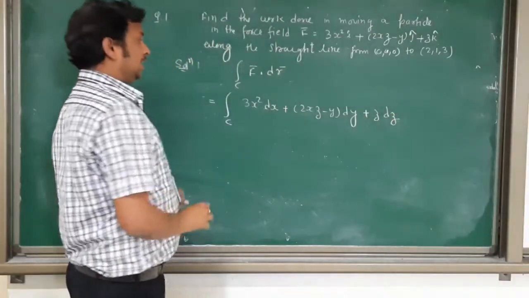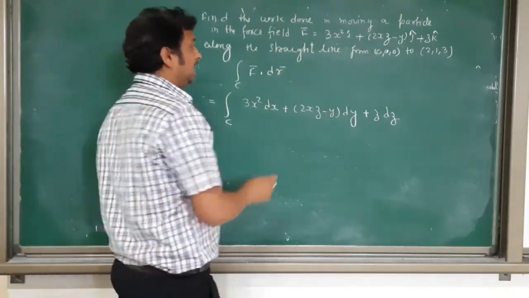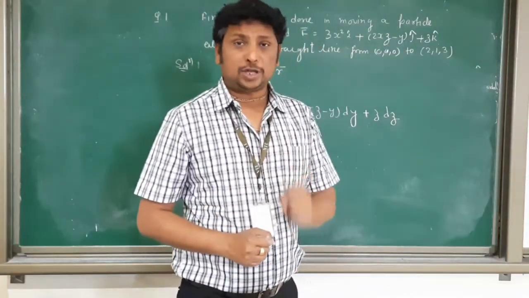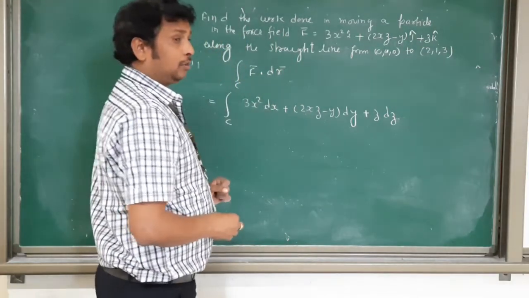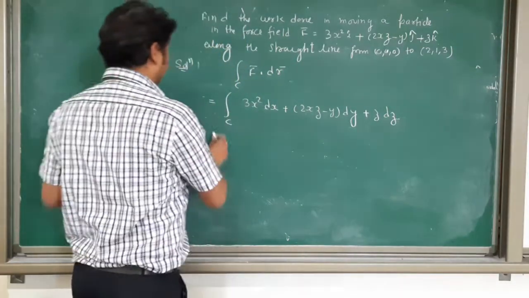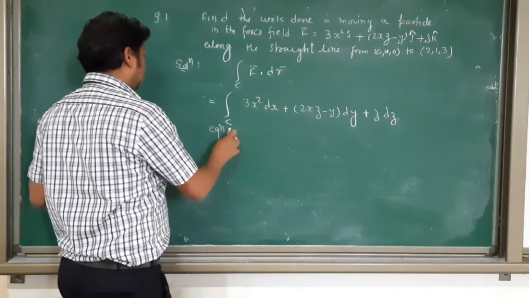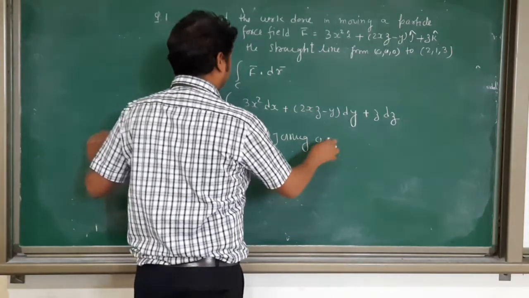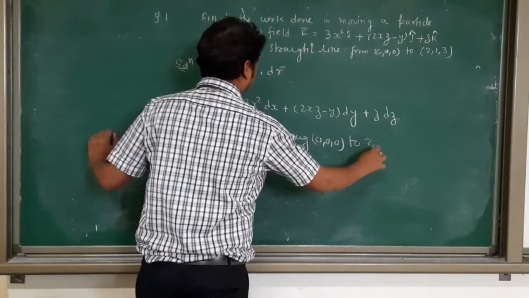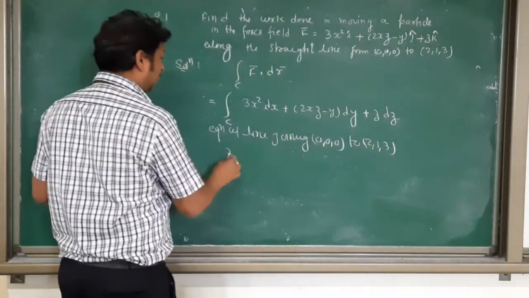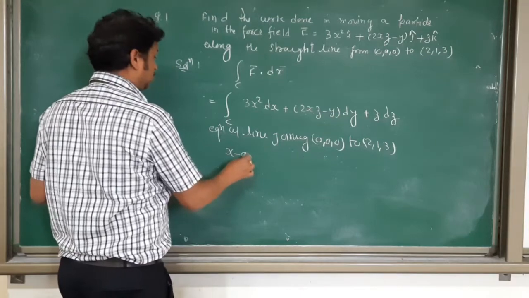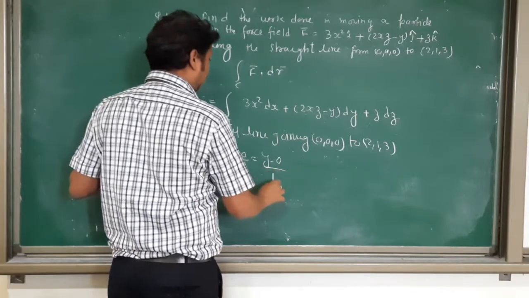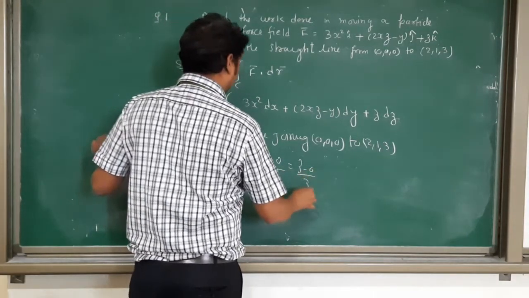So now we have to integrate this along what? The straight line joining the point (0, 0, 0) to (2, 1, 3). So first write the equation of the straight line. A single line is there, so only one integration is sufficient. The equation of the line joining (0, 0, 0) to (2, 1, 3): (x minus x1) upon (x2 minus x1), x1 is 0, so x upon 2, similarly y minus 0 upon 1 and z minus 0 upon 3 is equal to t.